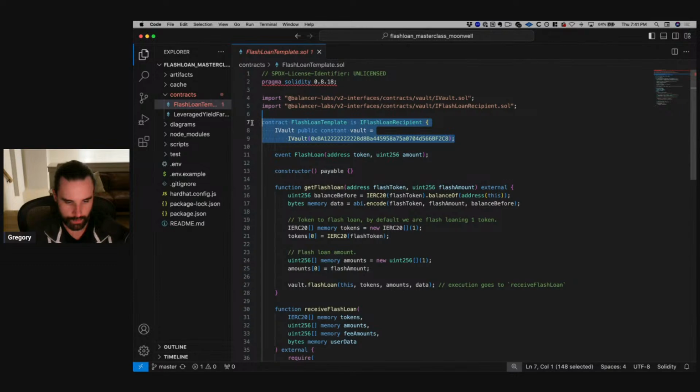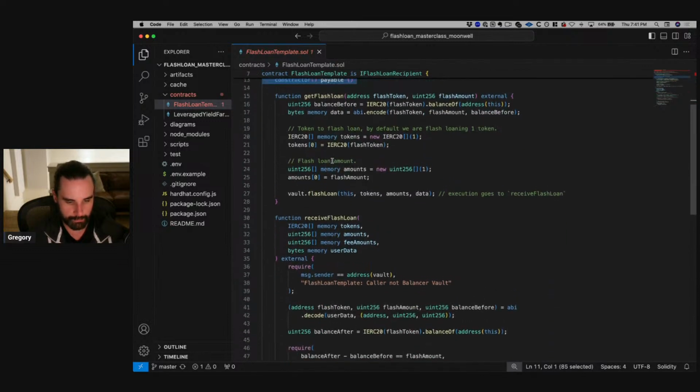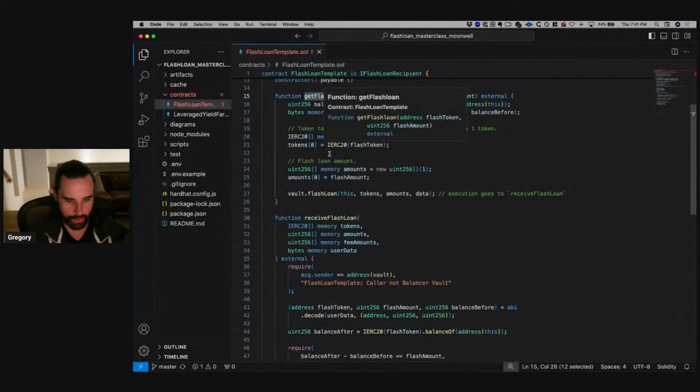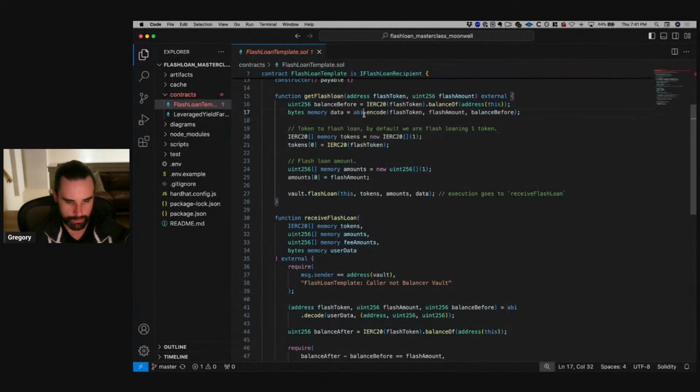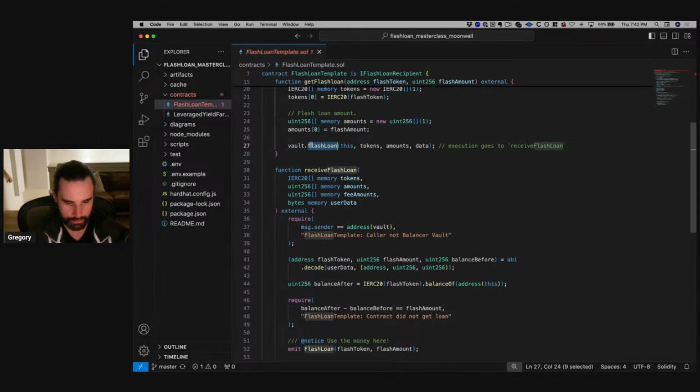We store the vault just like we do here. We just put an event in here for testing purposes. Don't worry about this stuff. But then we have our get flash loan function, which they call make flash loan. Again, you can call it whatever you want to. We basically do the same thing here. And then we call the flash loan here. So this, just for understanding, is the address of the contract.